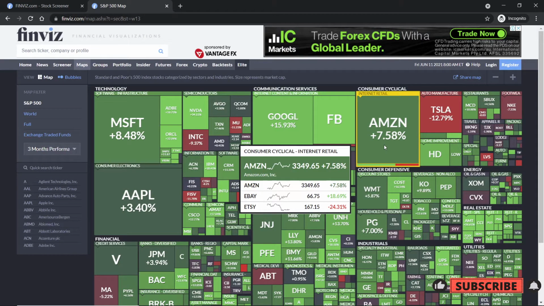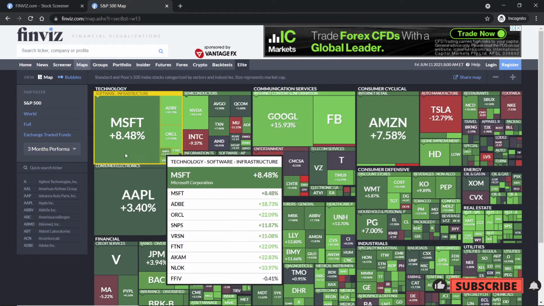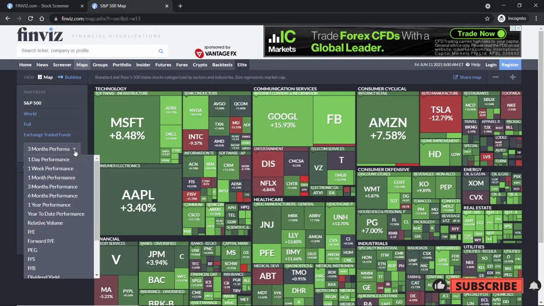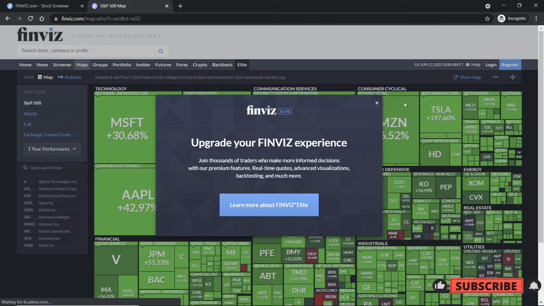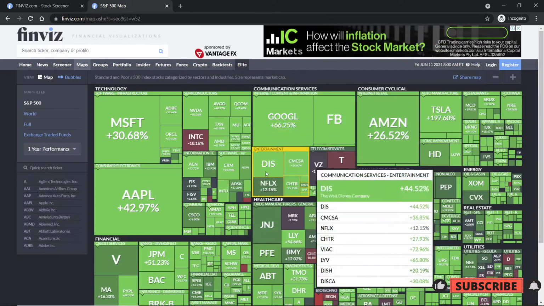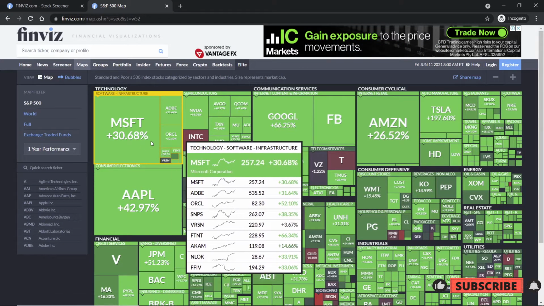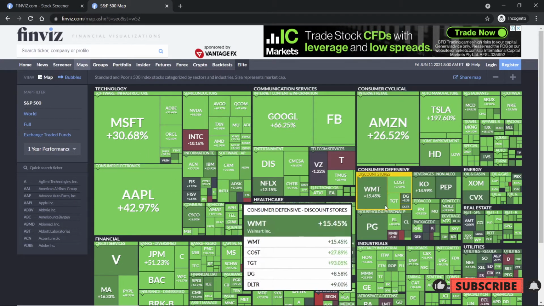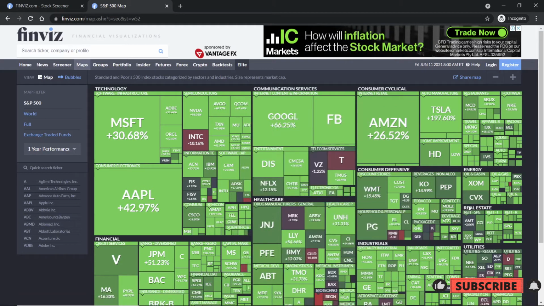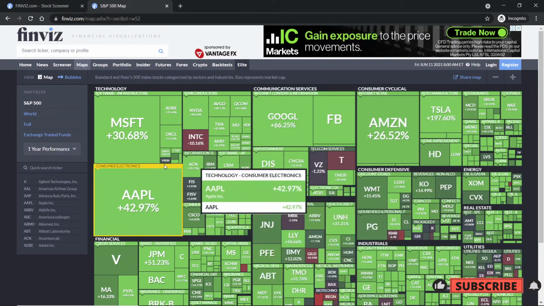But what I'd suggest is that you do your bit of research, you do your bit of analysis, and track them on a monthly and weekly basis. What I did was I noted down all the companies that stood out to me, obviously with the green shade. Oh yeah, I don't have the Finviz Elite version, just a reminder. I'm going on with the normal version.